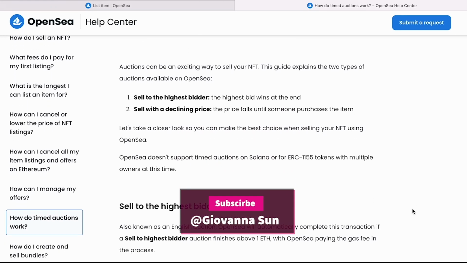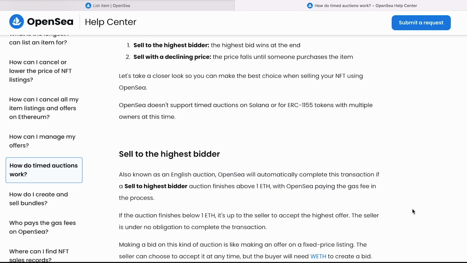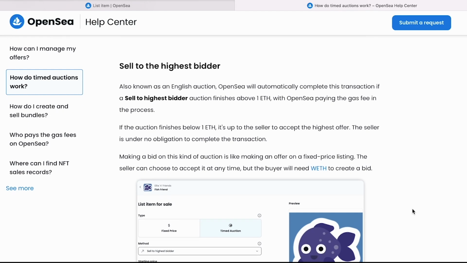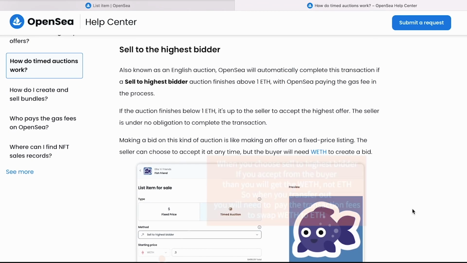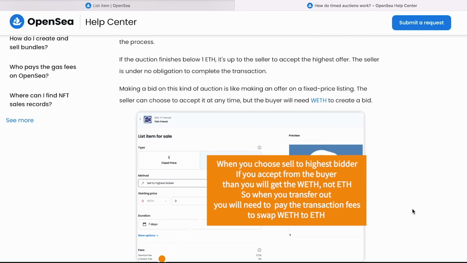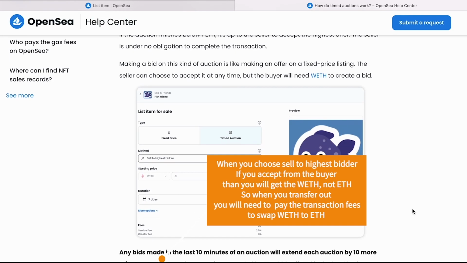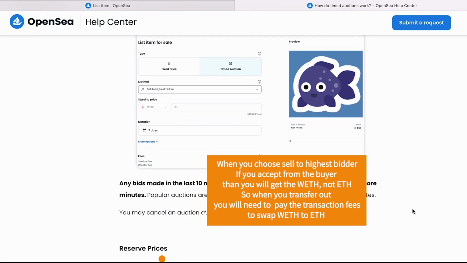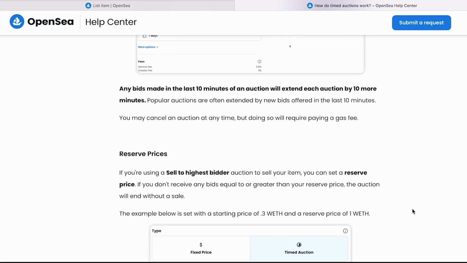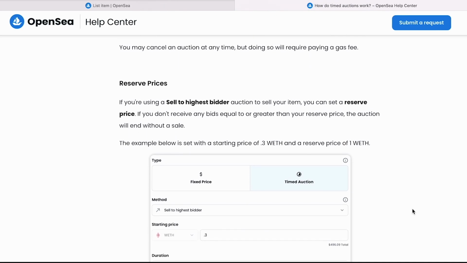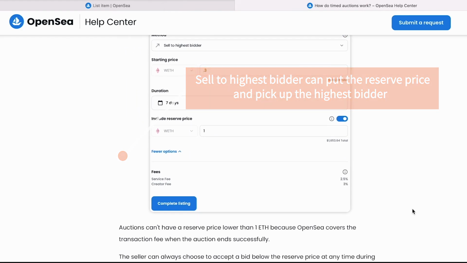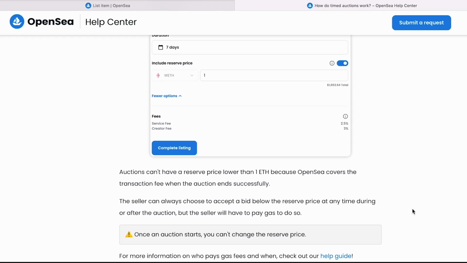Let's learn more. When you click timed auction, there is a blue text, learn more. That will give you a little idea of how OpenSea explains what a timed auction is. For a timed auction, you can choose number 1, sell to the highest bidder. The highest bid will win at the end. Number 2, sell with a declining price. The price falls until someone purchases the item. So let's take a closer look at the choices you can make to sell your NFTs.